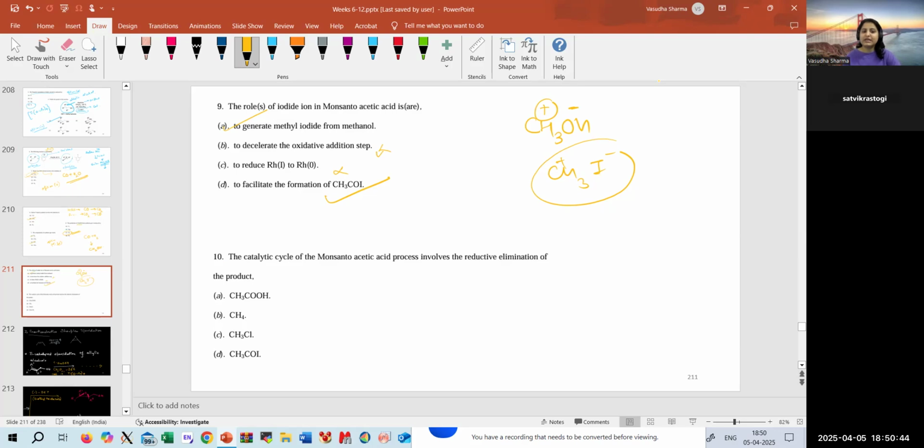And the last question: the catalytic cycle of the Monsanto process involves a reductive elimination of the product as. So what is your reductive elimination product? Don't just look at the Monsanto acetic acid process and click on the acetic acid option. It is actually CH3COI that is released as the reductive elimination product. And when it is treated with water, it releases CH3COOH plus HI. H2O will split as H plus and OH minus. This H and this I would form HI, and OH goes and attacks the carbonyl carbon.